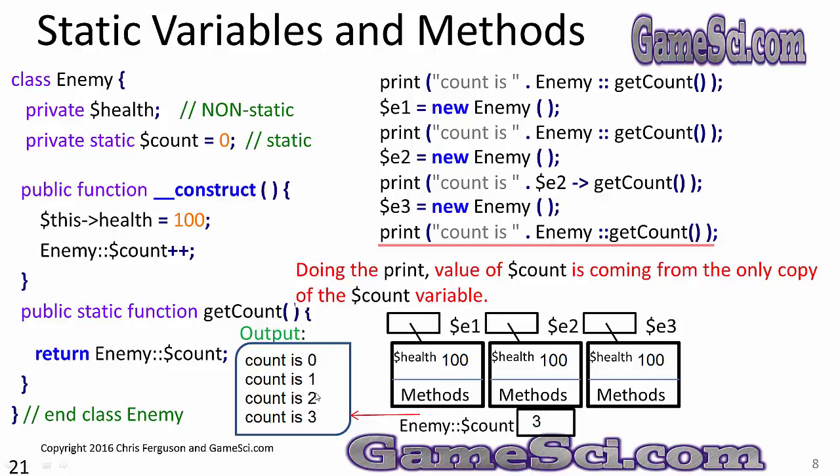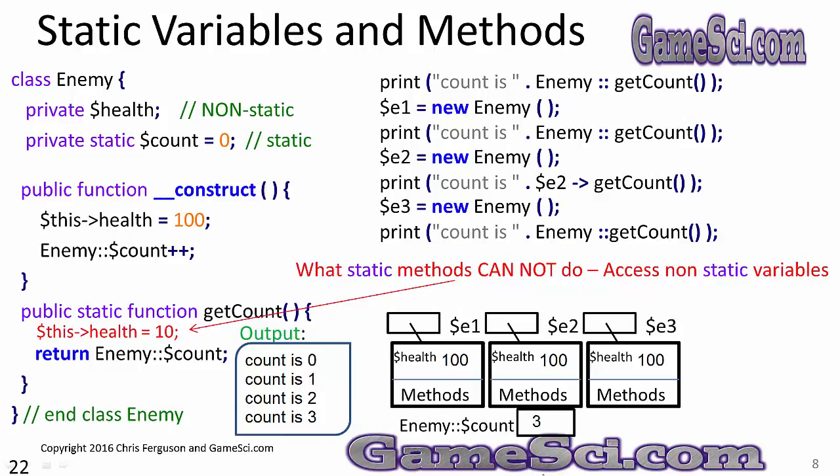Are you seeing it? The difference between static and non-static? The non-static health variable, 3 objects, I have 3 health variables. The static count variable, 3 objects, I still only have 1 count variable. And frankly, it doesn't matter. I could build 100 enemy objects. I'd still only have 1 count variable. That's what static means.